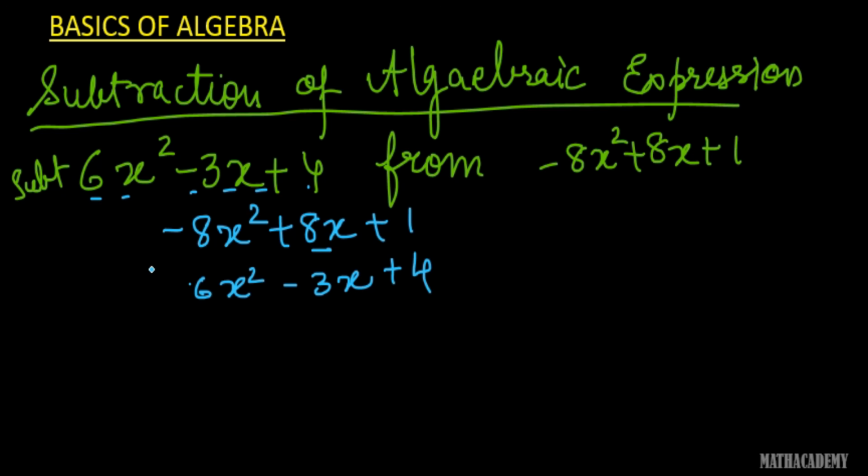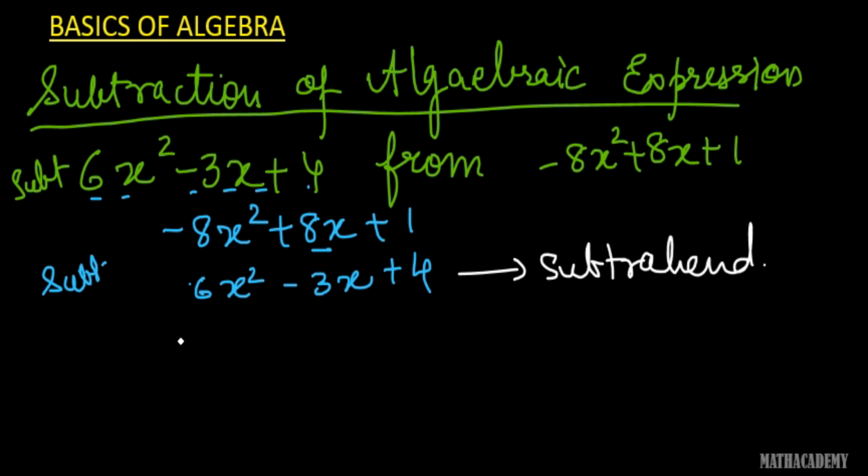Now we have to perform the subtraction. Whenever we have to perform the subtraction, we have to keep in mind that we have to change the sign of the subtrahend. This is the subtrahend. We have to change the sign of each term of the subtrahend. So the first term of the subtrahend is 6x square, and the sign is positive, so we will make it negative. Next is negative 3x. The sign is negative, so we make it positive. And plus 4 changes and becomes negative.